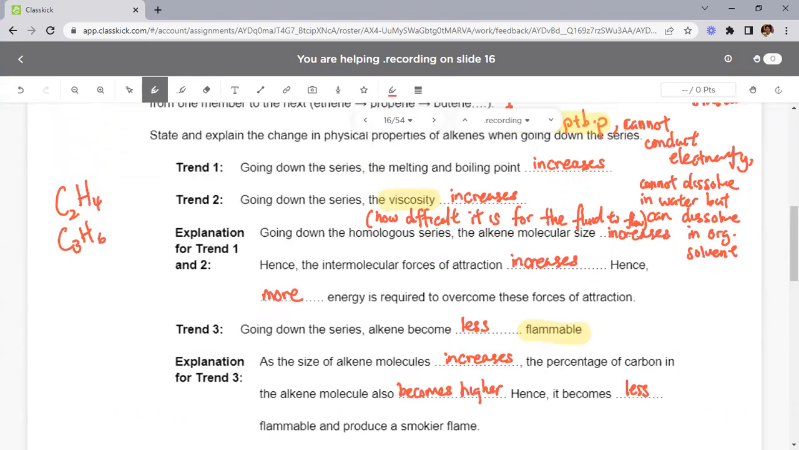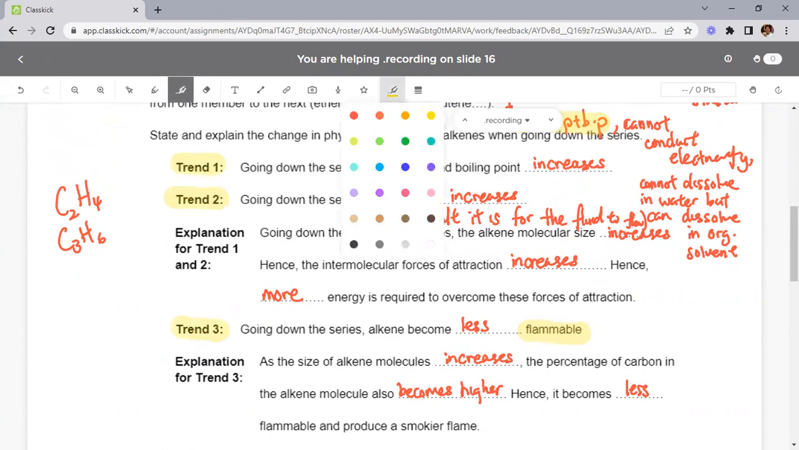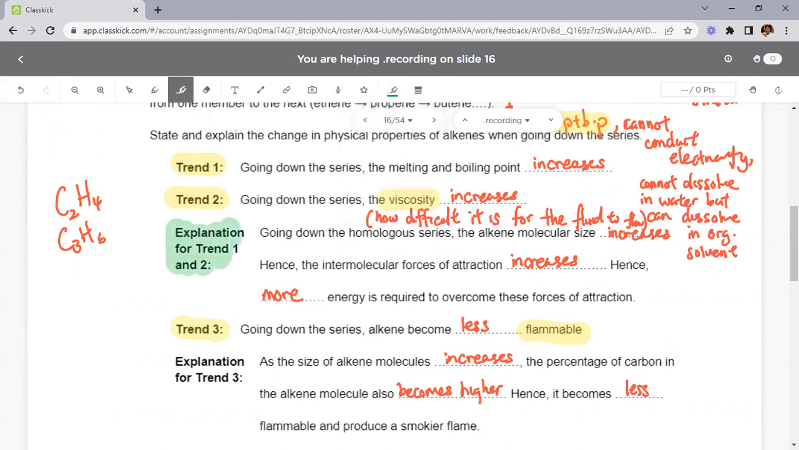Okay, so these are the 3 trends that I need you to know, and how to explain them is highlighted in green over here.